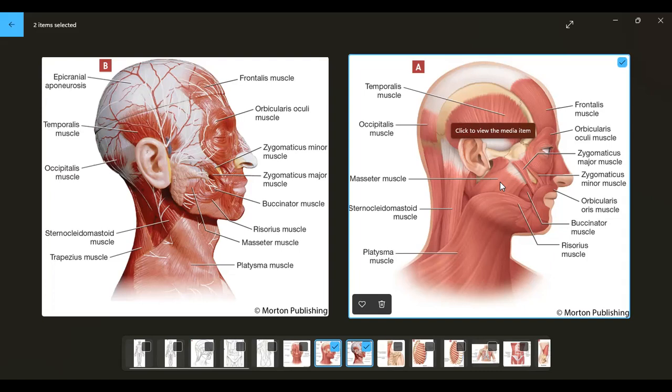So the temporalis muscles, then, they originate on the temporal bone and insert on the coronoid process of the mandible. We can see a little bit here. One of the other pictures is better, so I'll show it to you in a minute.